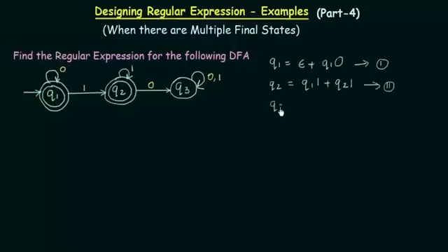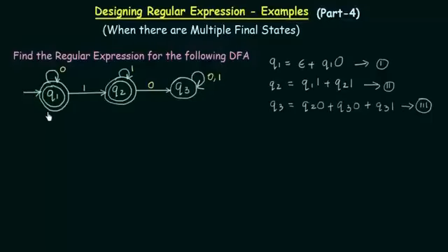Now let's do the same thing for Q3. For Q3 we see that there are incoming transitions from Q2 as well as from Q3. From Q2 it is coming with input 0, so Q2 0, plus from Q3 it is coming with inputs both 0 and 1. So Q3 0 plus Q3 1. That's all for Q3. Let this be equation number 3. Okay, so now we have made the equations for all the states that we have.